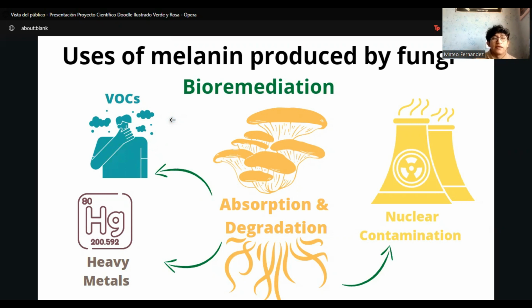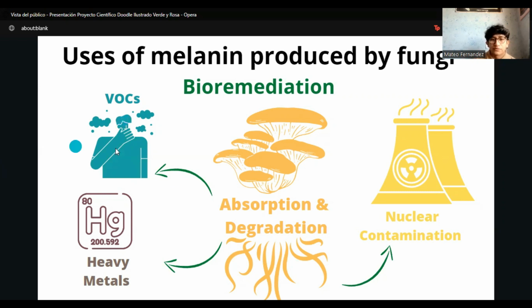Bioremediation is the second topic. First, fungal melanin has been proposed as a mechanism to remove contaminants from contaminated environments. Fungi can degrade volatile organic compounds, or VOCs, and the ability of melanotic fungi to survive in acid conditions and dry conditions makes them excellent candidates for VOC uptake. Melanized fungi in an enclosed air chamber reduced VOC content by more than 96% after 48 hours.